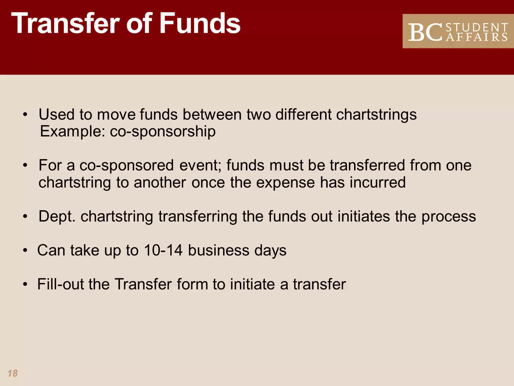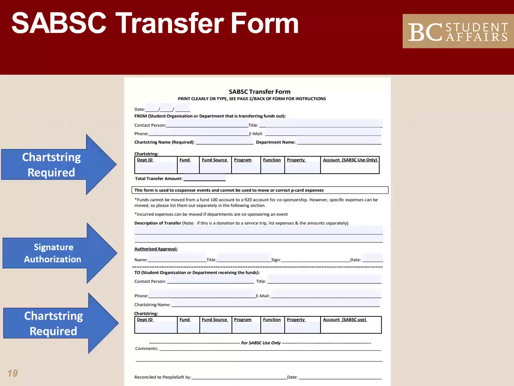When a department wishes to transfer funds from its chart string or account to another Student Affairs Department chart string, it may do so by requesting a fund transfer. This method is predominantly used in the co-sponsorship of an event. Because of the nature of this form, accurate chart string information is essential. The department requesting the funds to be transferred out to another department must be the one to initiate this process.